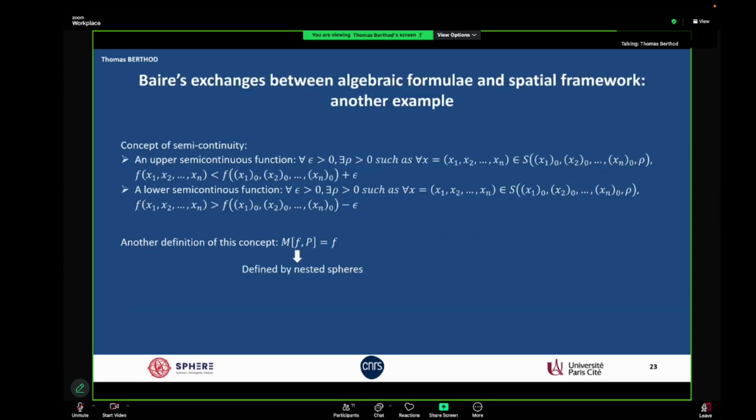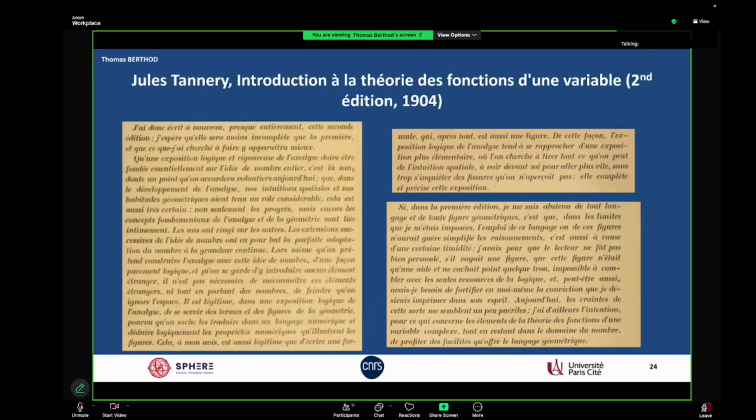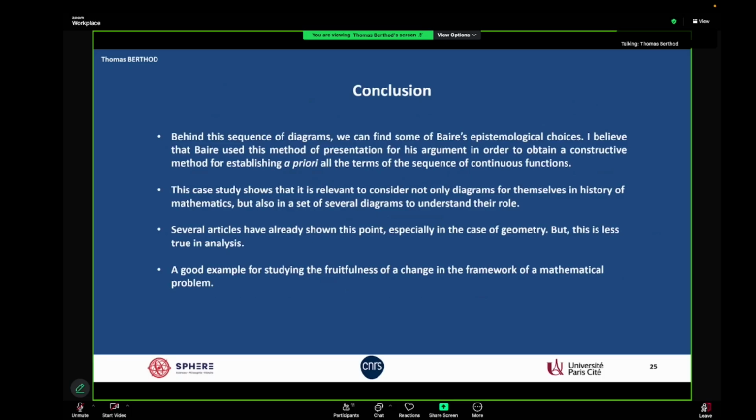Okay. Yes, I will pass that. So just to conclude, behind this sequence of diagrams, we can find some of Baire's epistemological choices. I believe that Baire used this method of presentation for his argument in order to obtain a constructive method for establishing a priori all the terms of the sequence of continuous functions.